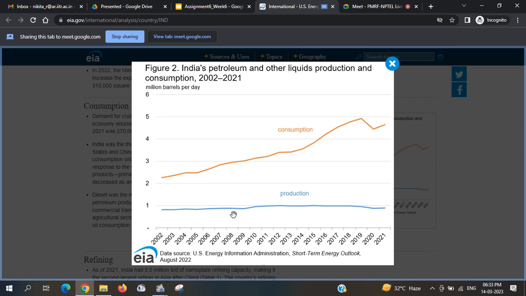You can see that throughout the years there has been a steady production of petroleum, as India has limited natural resources for petroleum and other liquid fuel production. However, the consumption of petroleum and other liquid fuels has increased over time. There is a huge dip over here, which can be seen as the dip during the COVID period.